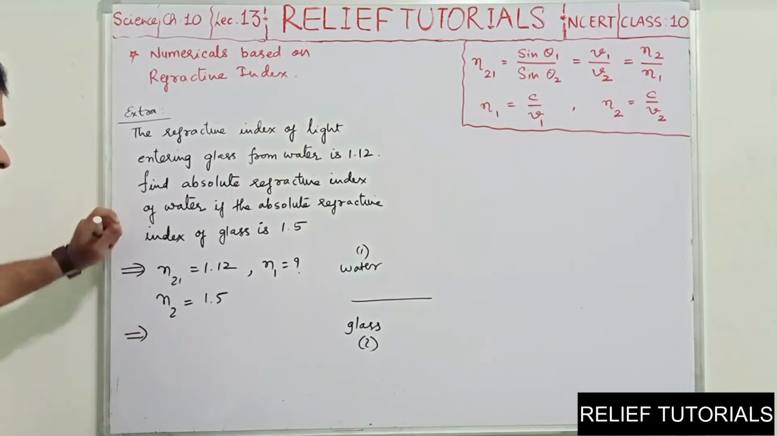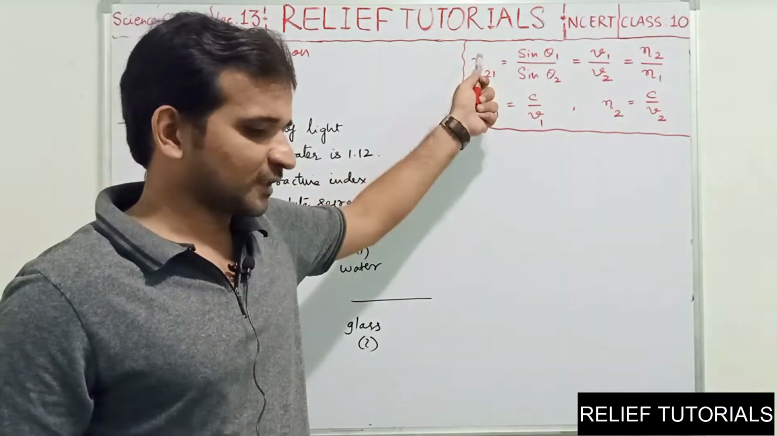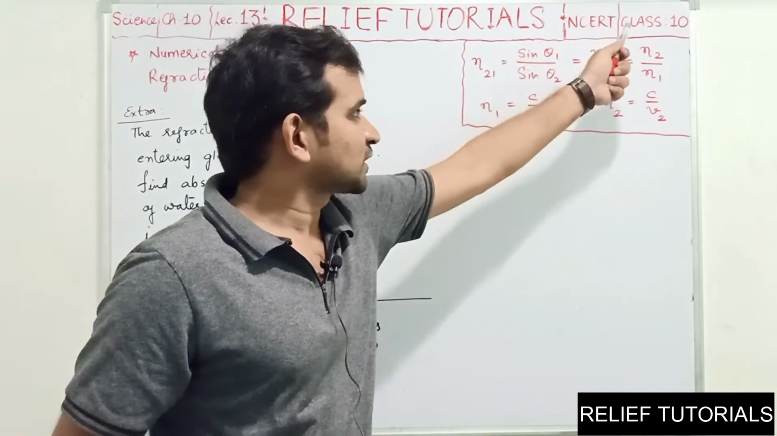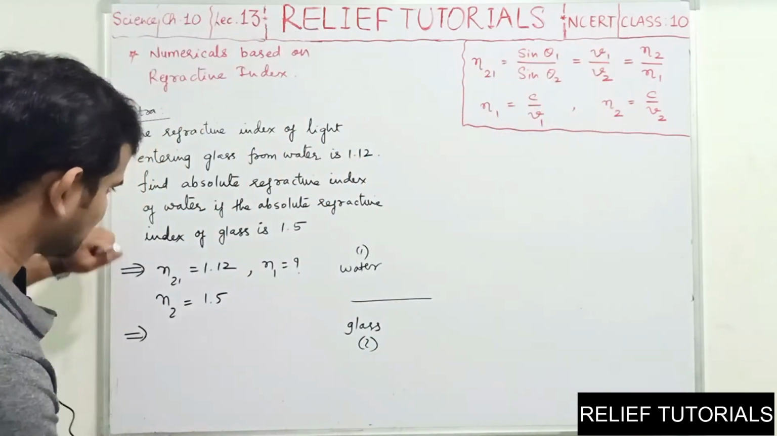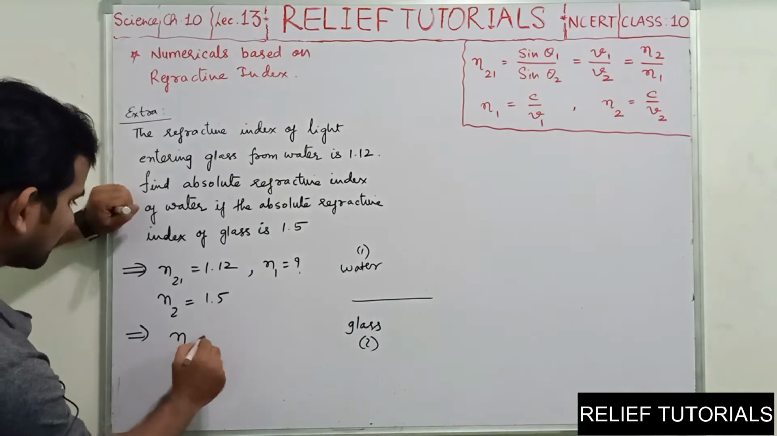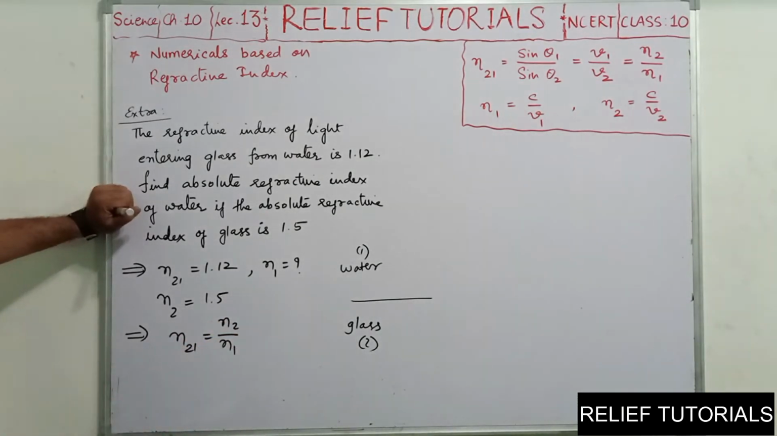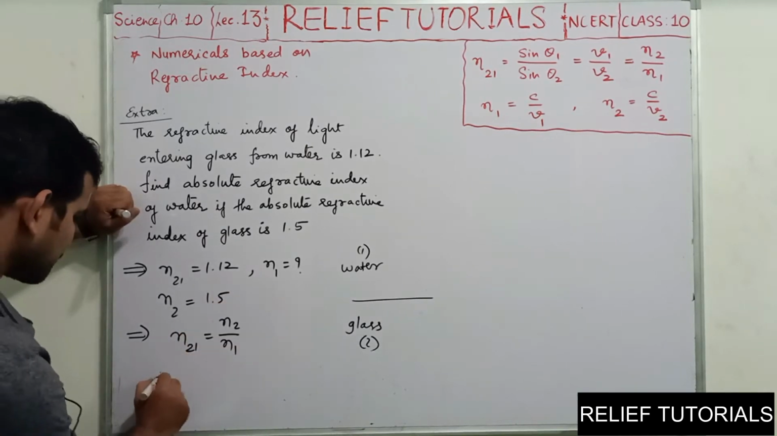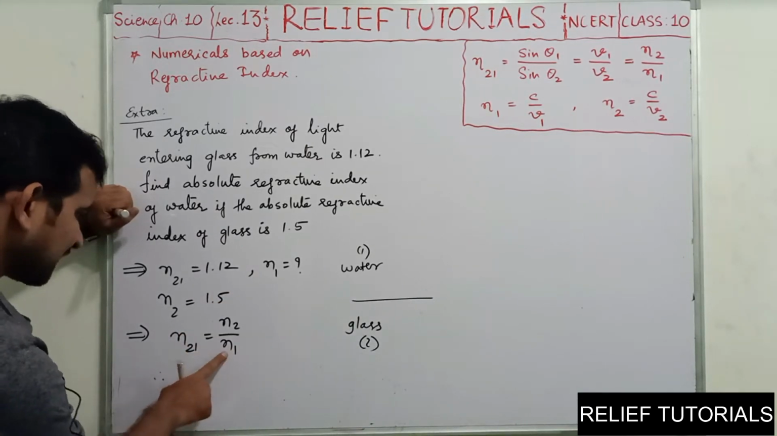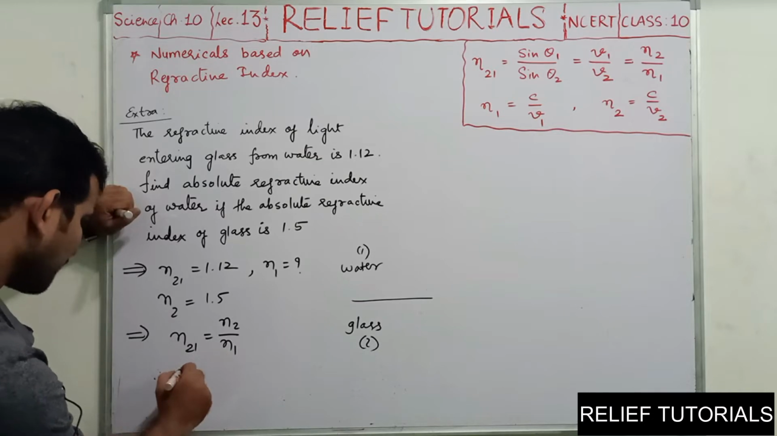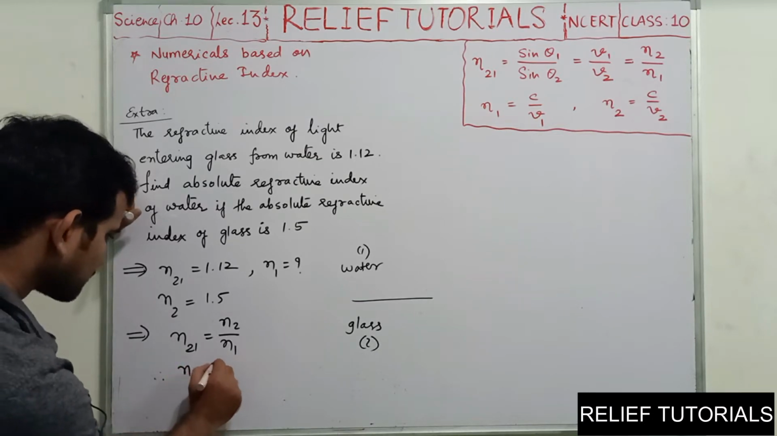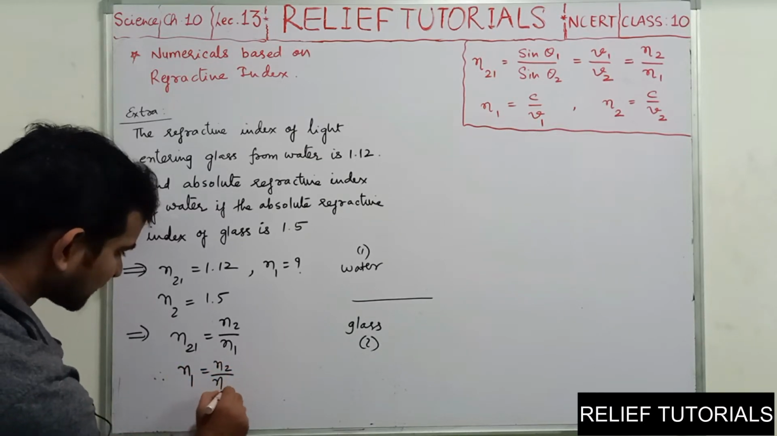Okay, now what is the missing term here? Eta 1. Again, I think we can use the last relation, that eta 21 is equal to eta 2 by eta 1. Eta 1 is missing here. So let us make eta 1 the subject of the formula. Eta 1 is equal to eta 2 by eta 21.